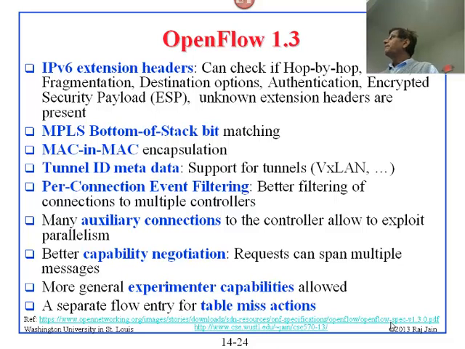Okay. Many auxiliary connections to controller to exploit parallelism. Now previously we had just one connection to the controller, and now we can have as many connections as you want, and you can send packets in parallel. You can do lots of things in parallel. You might have, for example, let's say 100 ports. Not really 100, maybe 10 ports. If you have 10 ports in a virtual switch, you happen to have something on port 1 and something on port 2 and something on port 3, so you might have 5 packets to send to the controller. Previously they had to go in sequence, now they can go in parallel.